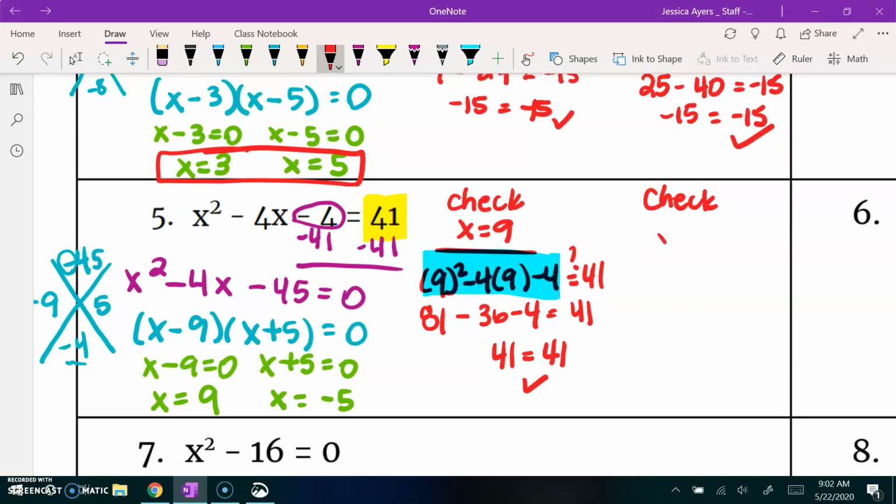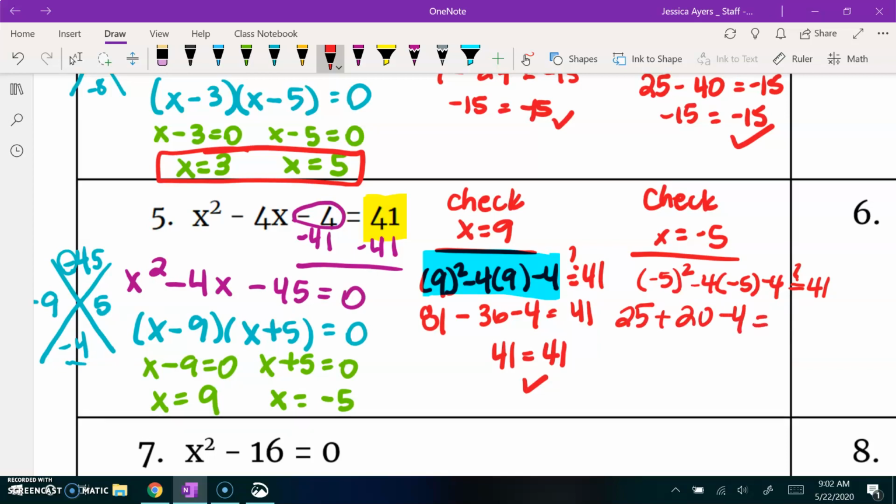So check x equals negative 5. We're going to have negative 5 squared minus 4 times negative 5 minus 4. Is that equal to 41? Then that will be 25 plus 20 minus 4. And is that equal to 41? 25 plus 20 minus 4 is indeed 41. So we know that we have done it correctly.